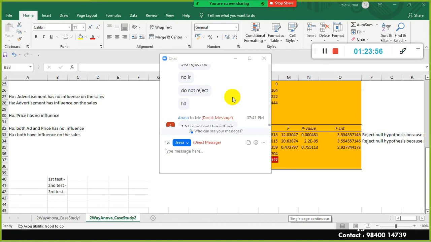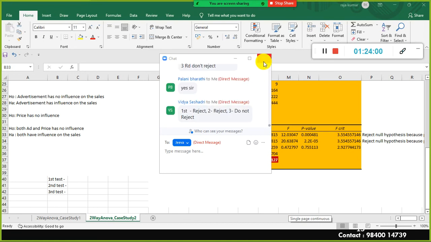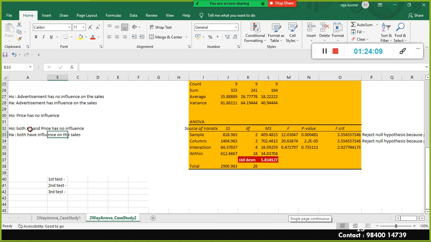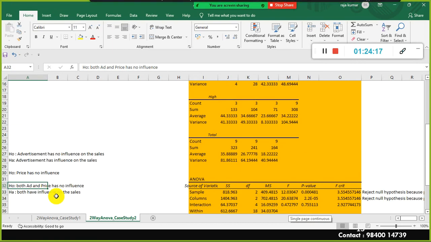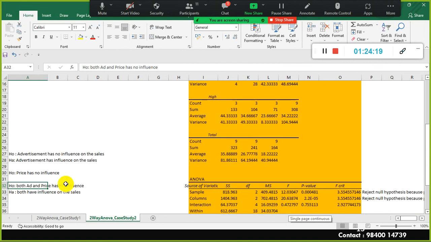So Aruna, okay, how about others? See, Aruna and Karthik, they mentioned it correctly. Palani, Vidya, correct. Thanks for your contribution. Reject, do not reject. Very good. Fine. So failed to reject the null hypothesis in this case, and we are going to conclude both of them have no effect or no influence on the sales, right? The combination of these two, advertisement and price, right?